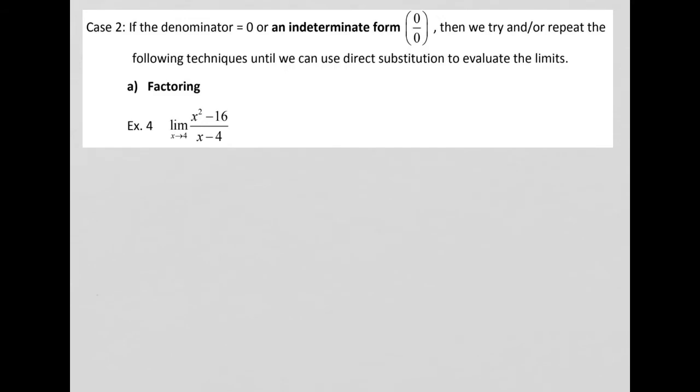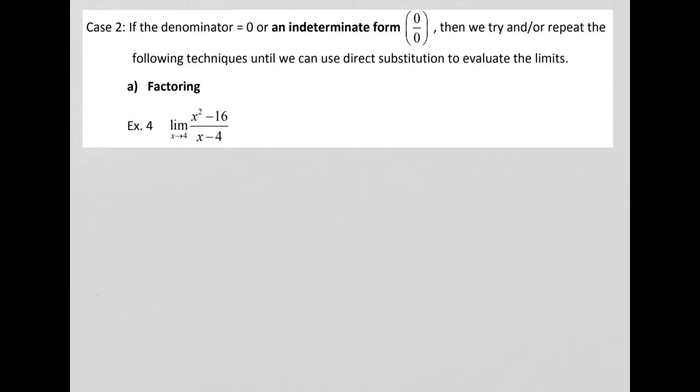Case 2 is when the denominator equals to 0. That means when you have a 0 over 0, or you have an infinity over infinity, we call it indeterminate quotient, then we cannot use the direct substitution anymore. So we have to use a different way to solve for limits. The first method we're going to use is called factoring.